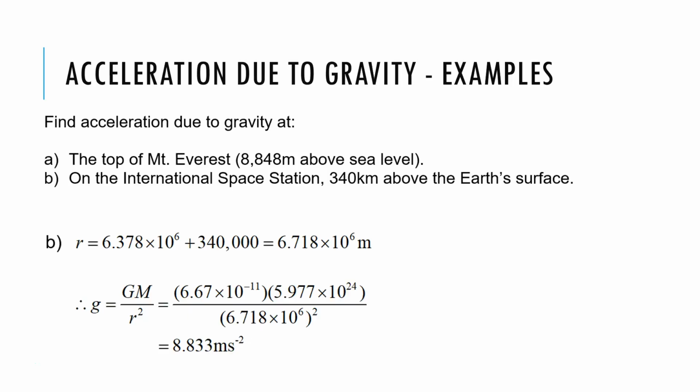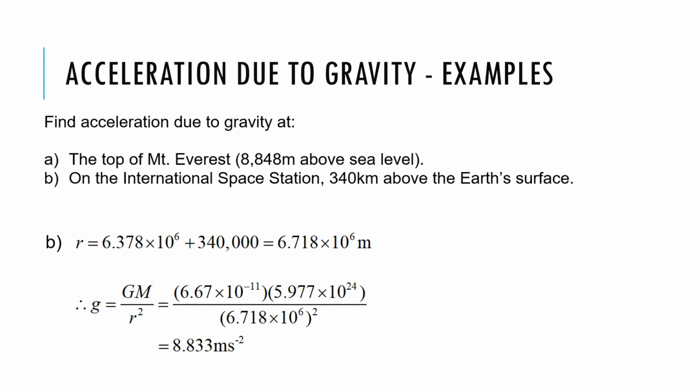So now, for part B, we have to add on 340 kilometers to the mean radius of the Earth. So we get this 340,000, because remember, it has to be in meters, plus 6.378 times 10 to the power of 6 gives you the radius, and then take that radius and plug it into this equation. And you'll notice when you get that, the acceleration due to gravity is 8.833 meters per second squared. So less than it is on Earth, but not significantly less.